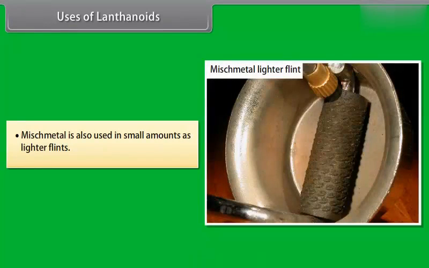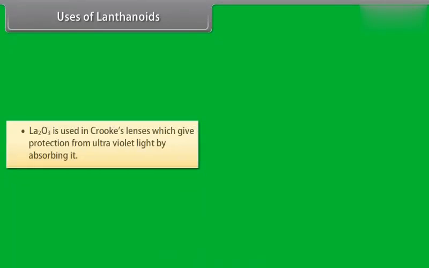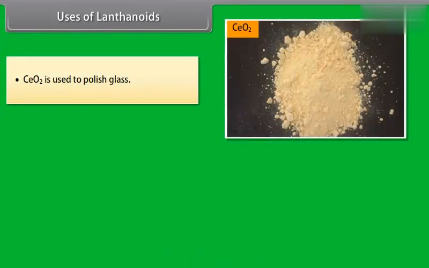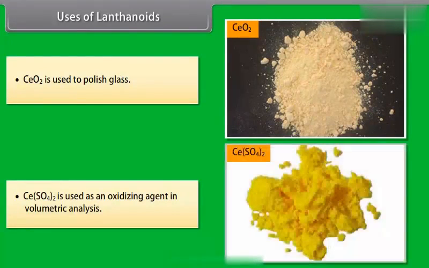Mischmetal is also used in small amounts as lighter flints. La2O3 is used in Crookes lenses, which give protection from ultraviolet light by absorbing it. CeO2 is used to polish glass. Ce(SO4)2 is used as an oxidizing agent in volumetric analysis.